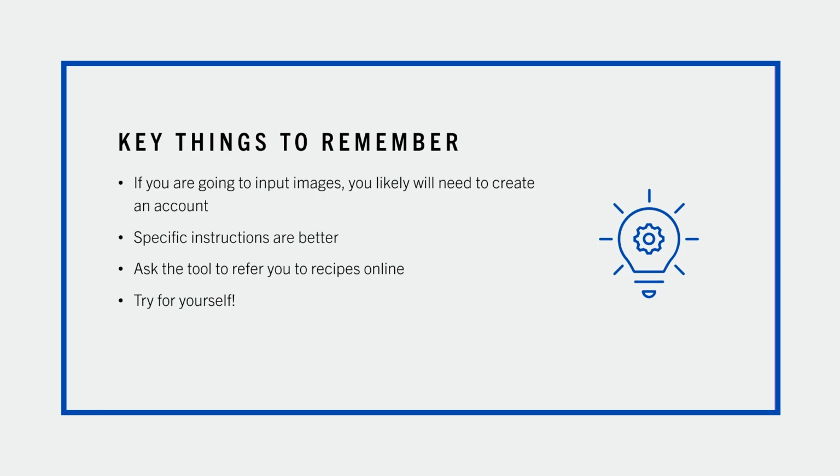Next up is specific instructions are better. Just saying make me a recipe or something probably won't give you anything too useful. So saying what ingredients you have or what type of recipe you want is often much more efficient. Third is you can ask the tool to refer you to recipes online. Maybe you don't want the tool to make you a recipe on its own, but rather just want to get some ideas from other websites online. You can ask the tool to do this as well.